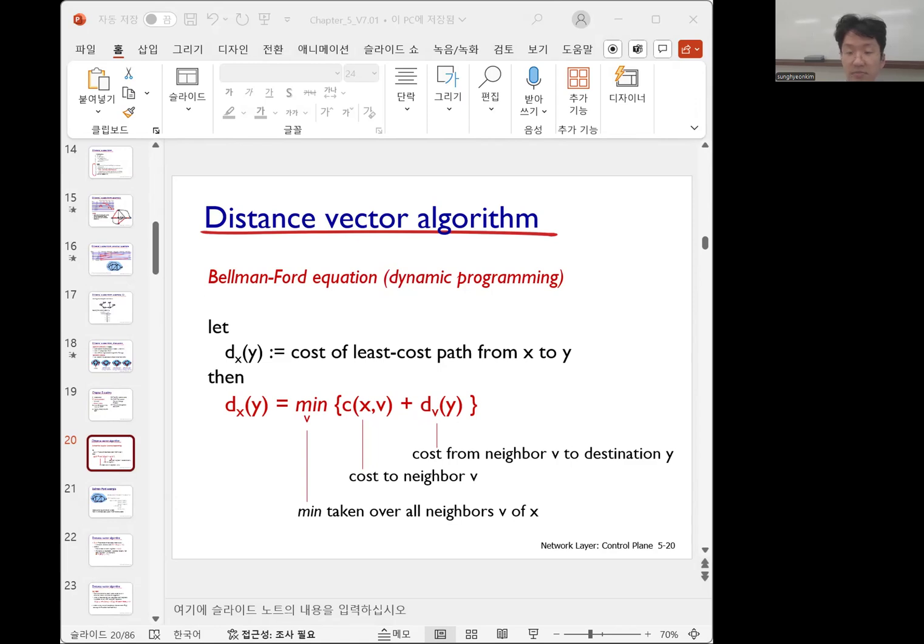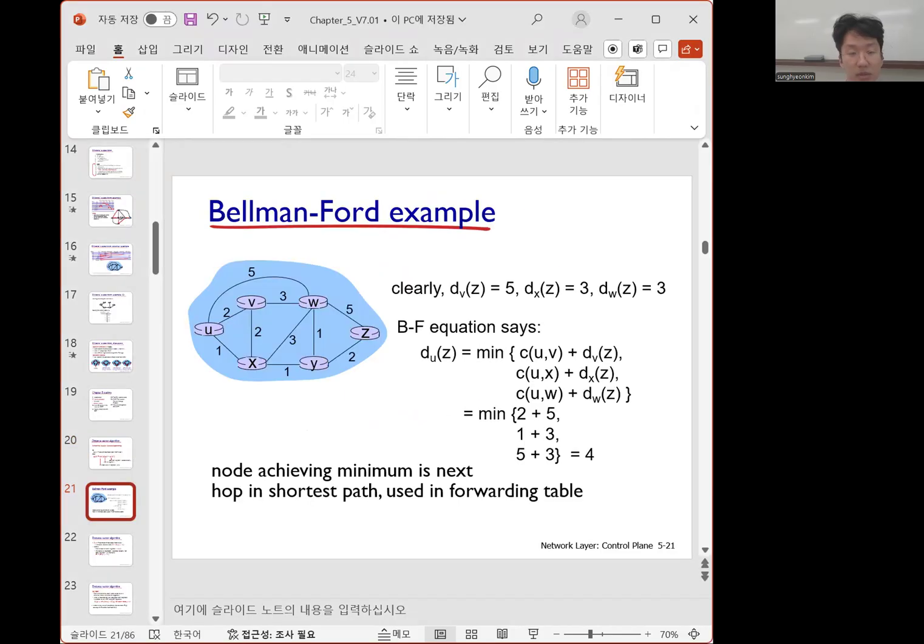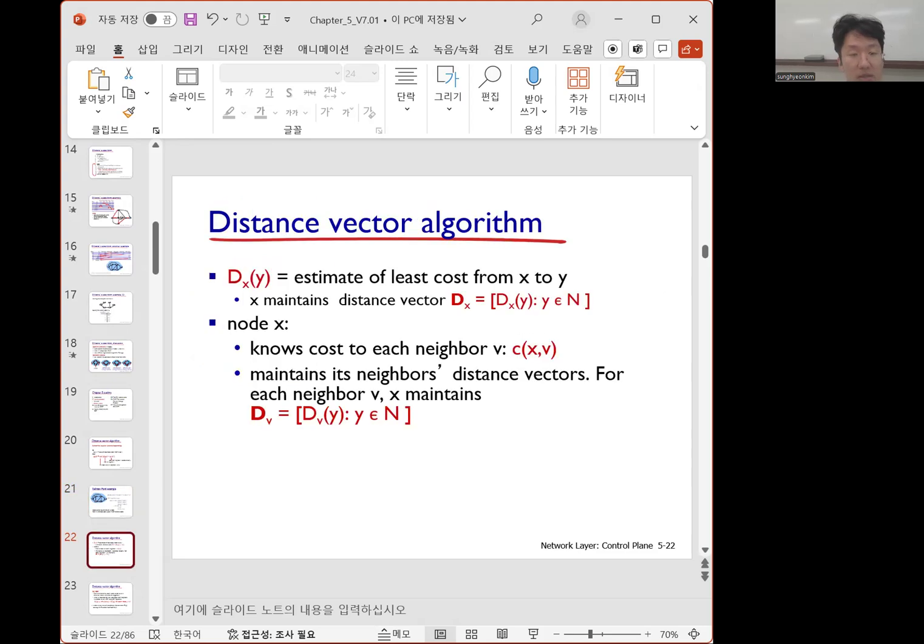Distance vector algorithm. With the image, when you calculate du(g), you can calculate it as the minimum of c(u,v) plus dv(g), or c(u,x) plus dx(g), or c(u,w) plus dw(g). So your estimation works like this.